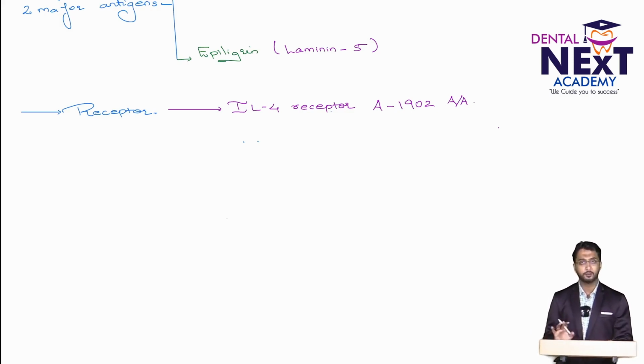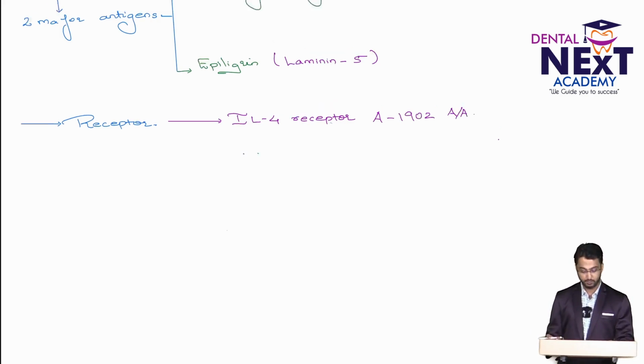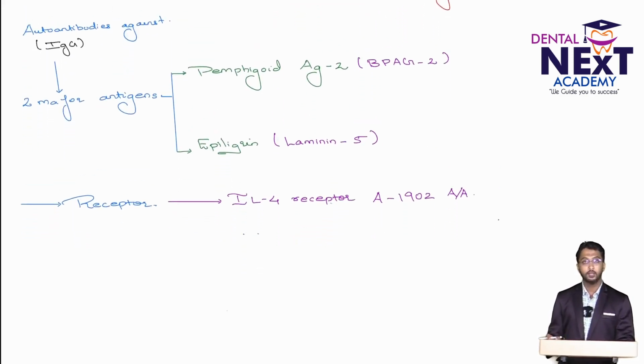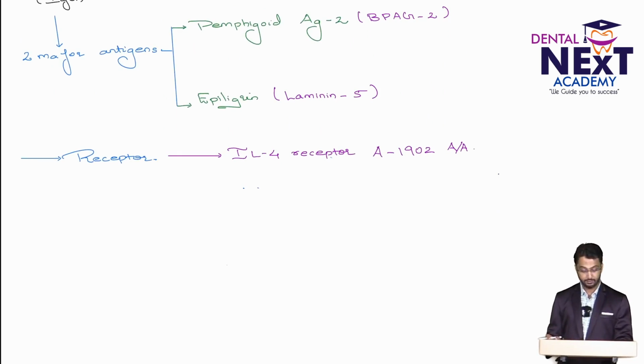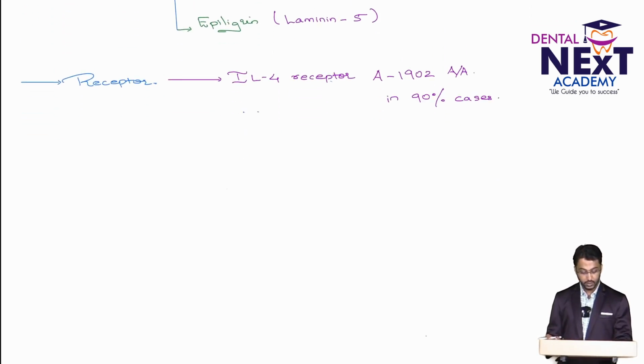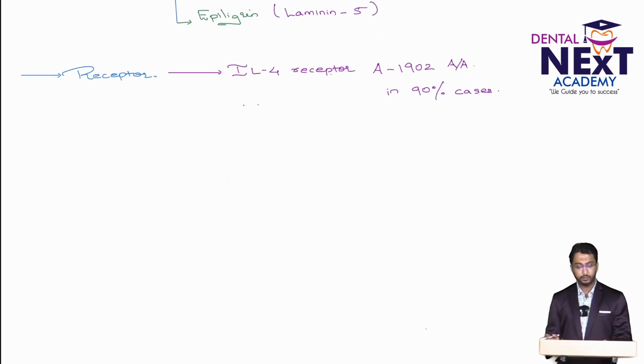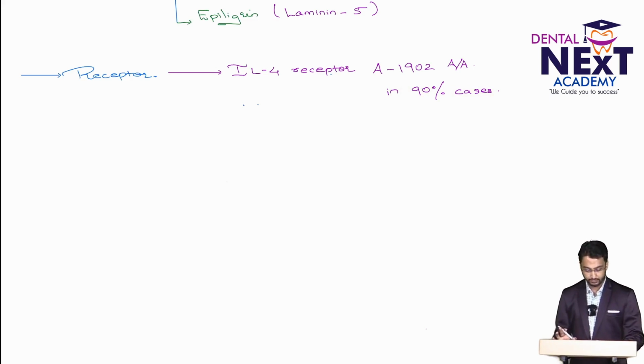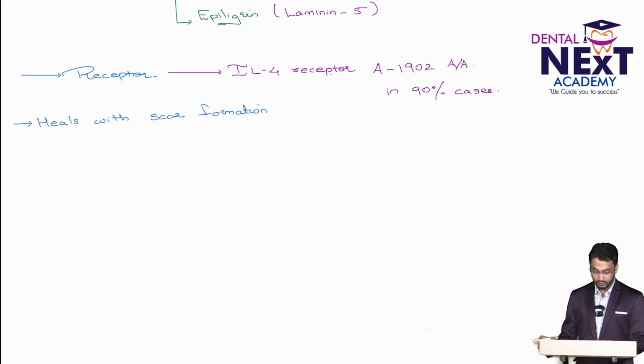Just know that the receptor is affected in pemphigoid. Which pemphigoid? Mucous membrane pemphigoid. Two antigens are involved: BP antigen 2, epiligrin or laminin 5. This involvement of the interleukin-4 receptor is seen in 90% of cases, so that's the reason why it's so important.